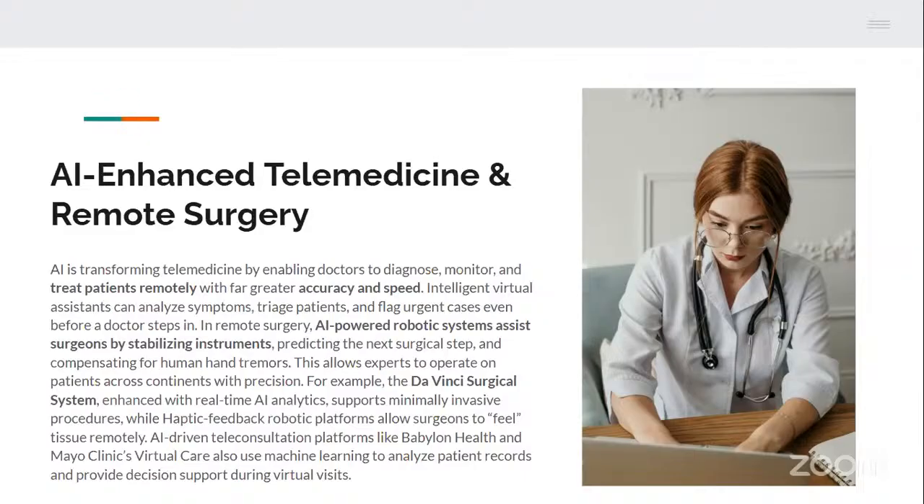So recently, the DaVinci surgical system helps to monitor and analyze the real-time data flowing through it, and then it helps to do the procedure, with haptic feedback robotic platforms. This allows surgeons to feel the tissue remotely, so that the surgeon's hands don't shiver, and it is more precise. So it will be really helpful for neurosurgeons.